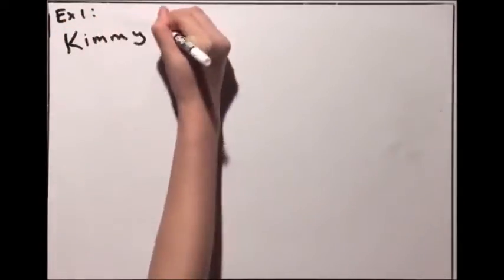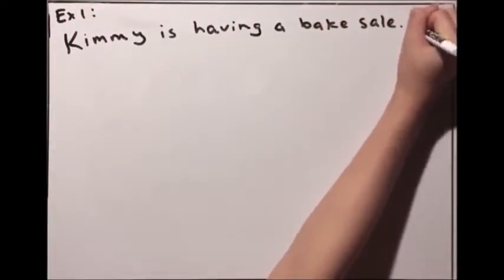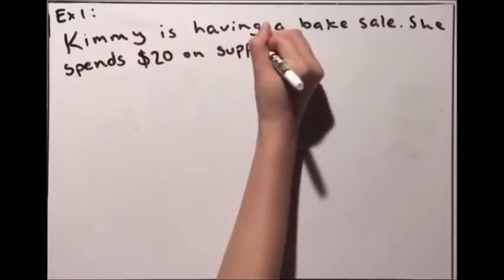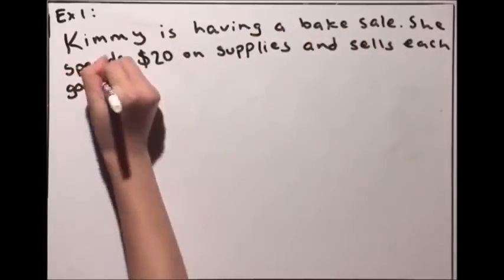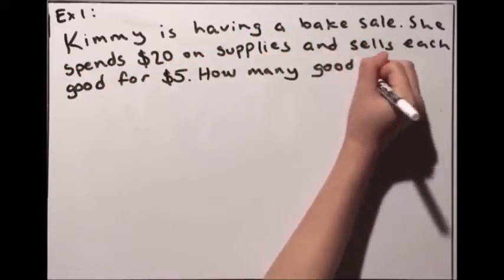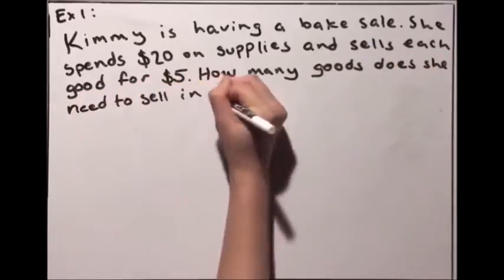Our first example states that Kimmy is having a bake sale. She spends $20 on all of her supplies and sells each good for $5. How many goods does she need to sell in order to break even?